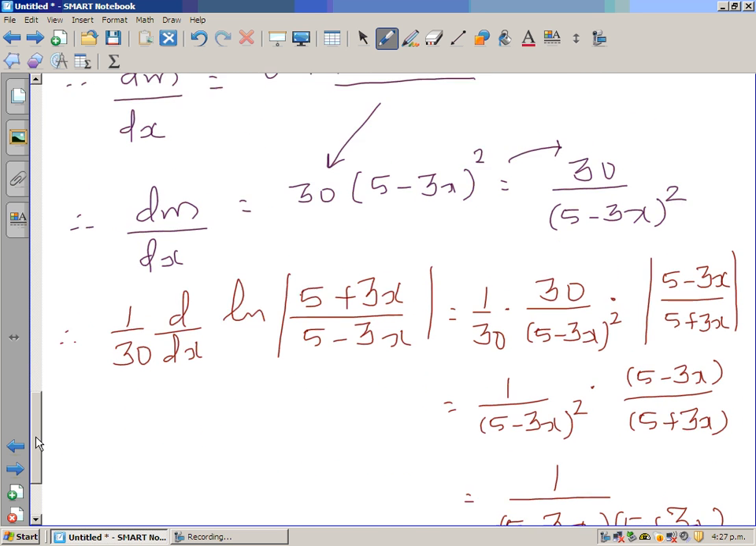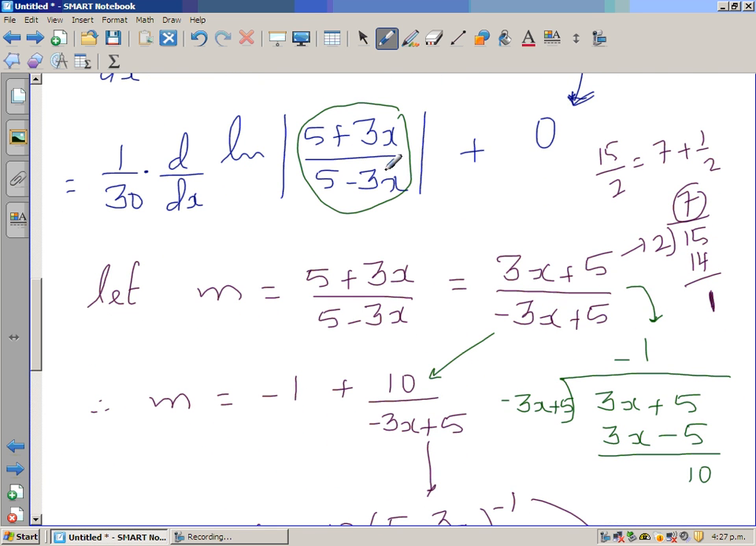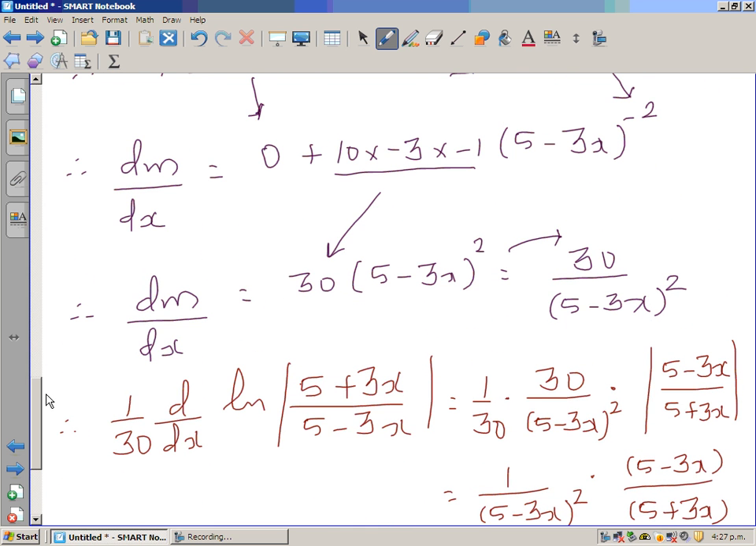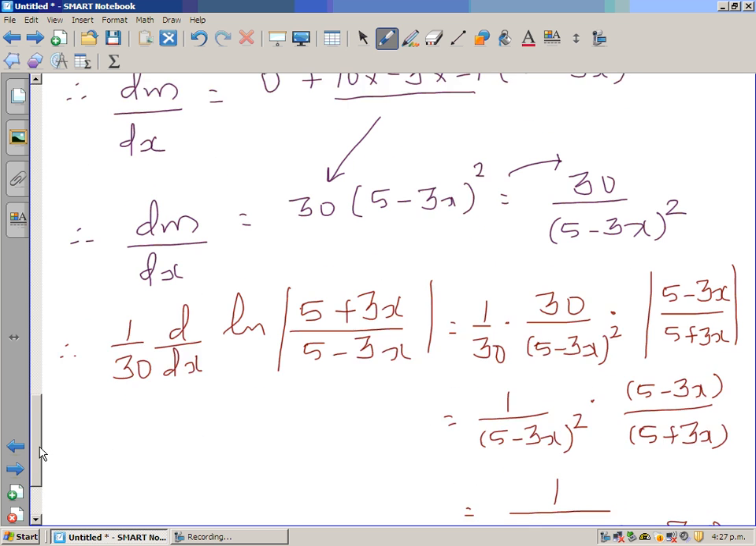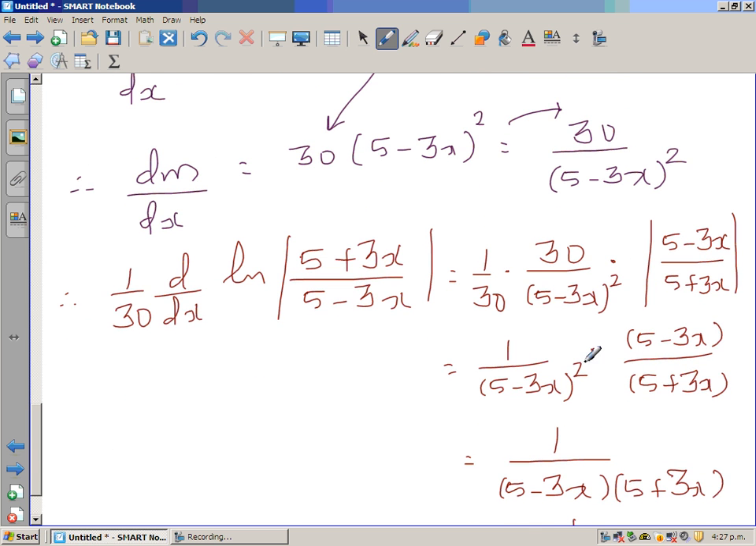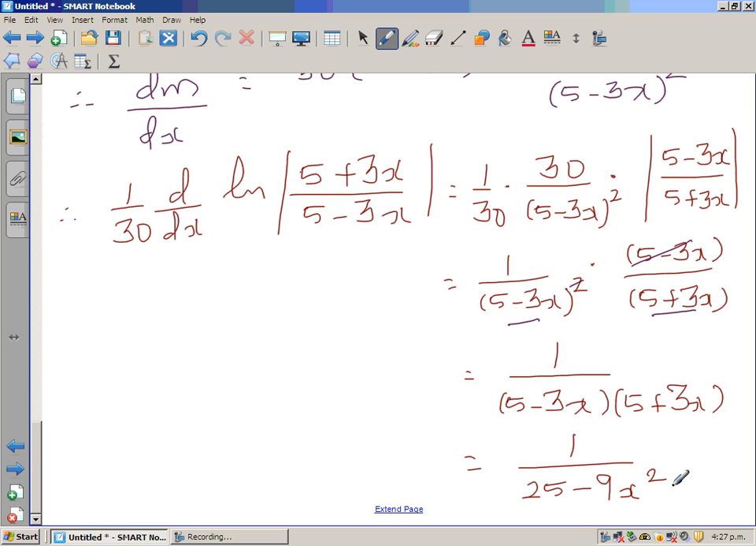We started here wanting to find the derivative of this. I'm differentiating the inside first and then the outside. This is the differentiation of the inside, then the outside: natural log differentiates to 1 over x. If you take the reciprocal of this, this will go up and this will come down, so this and this get cancelled. What remains is 1 over (5 minus 3x) times (5 plus 3x), which is 1 over 25 minus 9x squared.